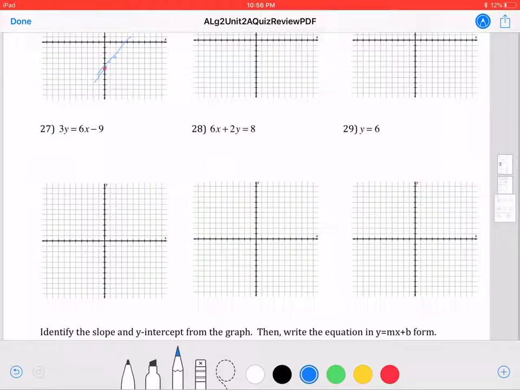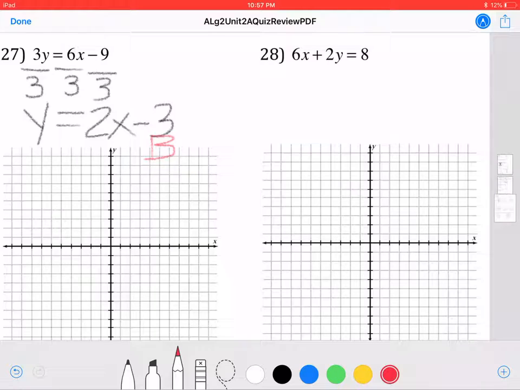Some cases, like 27, I need to solve for y. Divide by 3, divide by 3, divide by 3. Y is equal to 2x minus 3. Again, my b value is -3. My slope is up 2 over 1, up 2 over 1, drawing the line, and you're done.